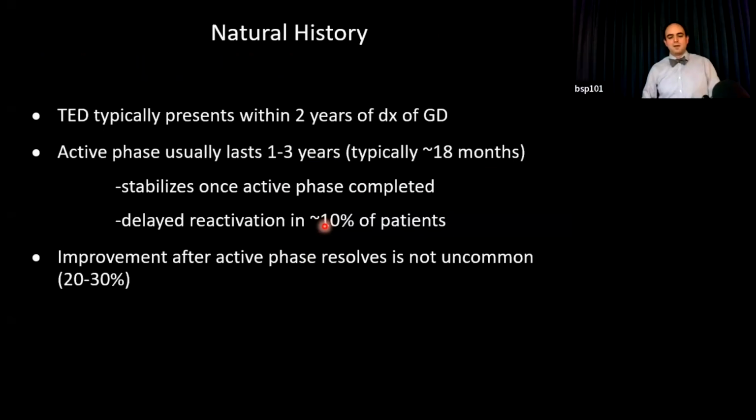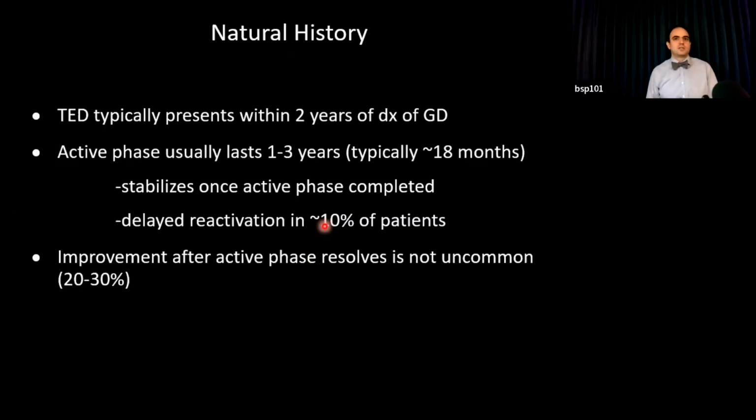Oh, there we go. And so, in terms of the natural history, there's a fairly stereotypical course, though this doesn't always hold. Thyroid eye disease usually starts around the time that Graves' disease is diagnosed. The active phase lasts about 1 to 3 years, usually about 18 to 24 months, and the disease stabilizes once the active phase is complete. So I tell most patients that after we've gotten 2 years out, usually what you see is what you get in terms of how it looks and the manifestations, although that's not always true.